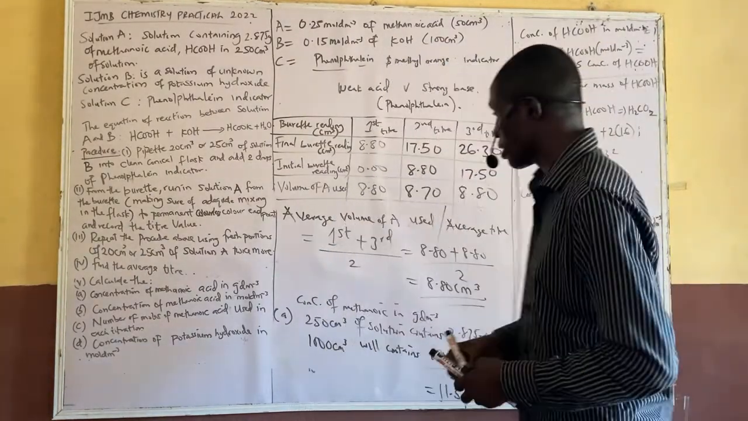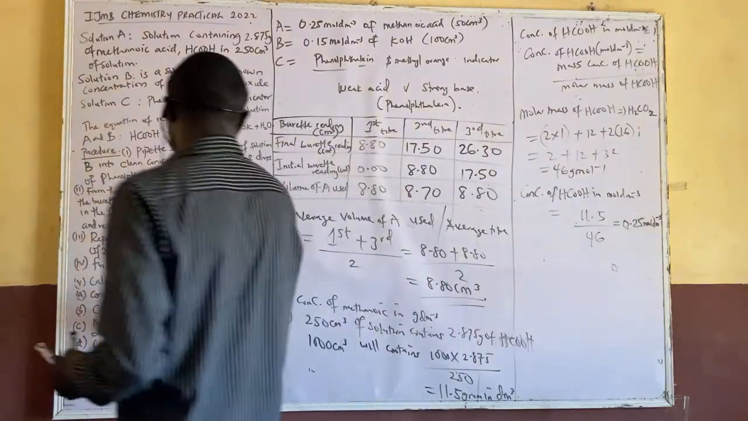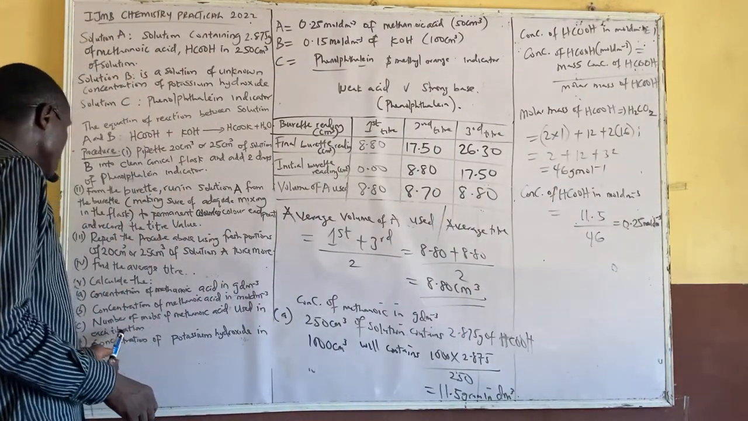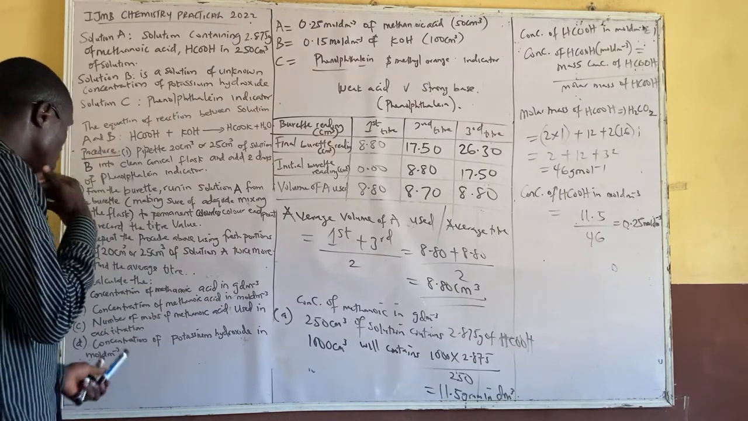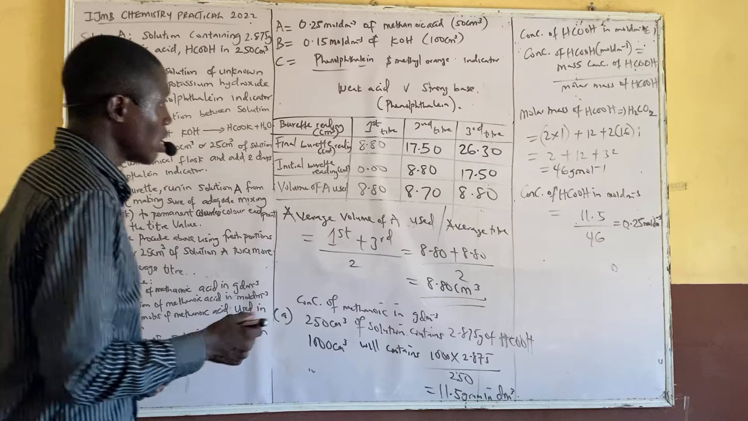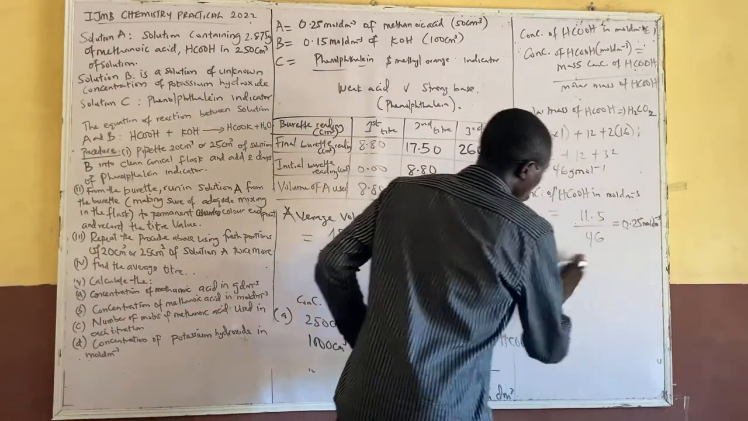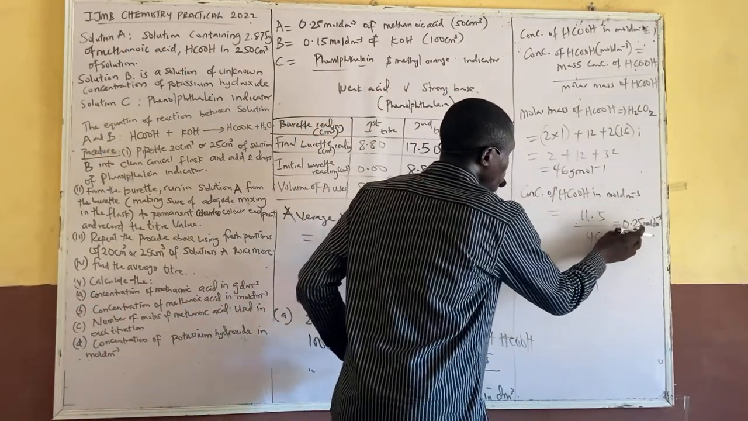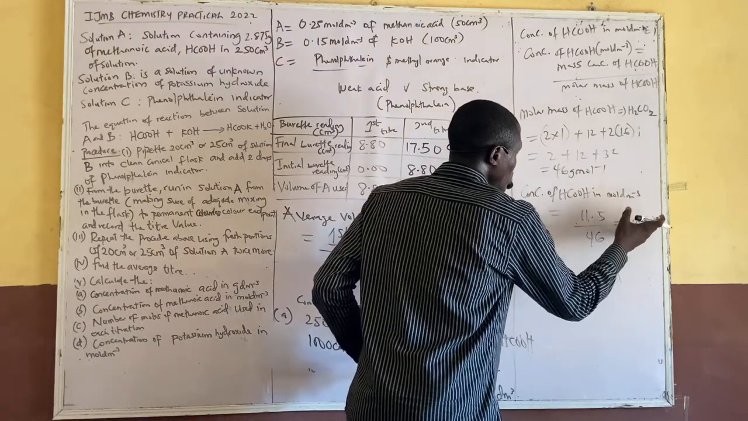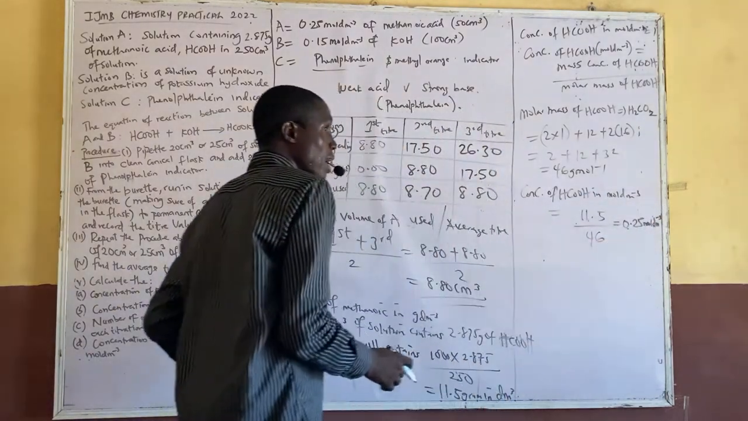Another question asks us for the concentration and number of moles of methanoic acid in each titration. We have gotten our moles, and the concentration of HCOOH is 0.25 mole per dm cube.